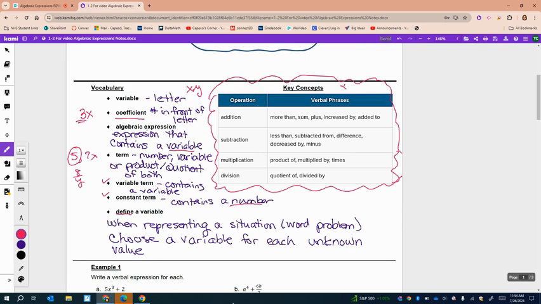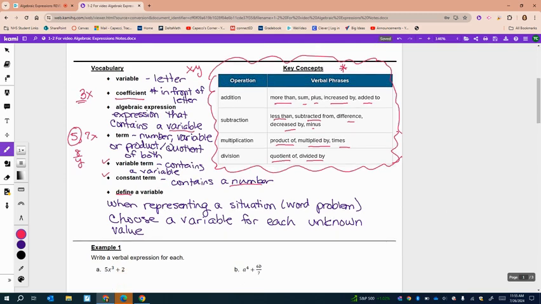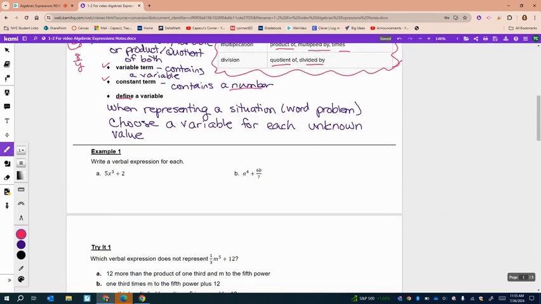Okay, so now we're going to go back up here to some key concepts. You've done these before, but again, use them as a reference. Some verbal phrases for the word addition. We have more than, some, plus, increased by, added to. Subtraction is less than, subtracted from, difference, decreased by, minus. Multiplication, we use the phrases product of, multiplied by, times. And division, we use quotient of or divided by. So again, you can go back to these if you need them for a reference.